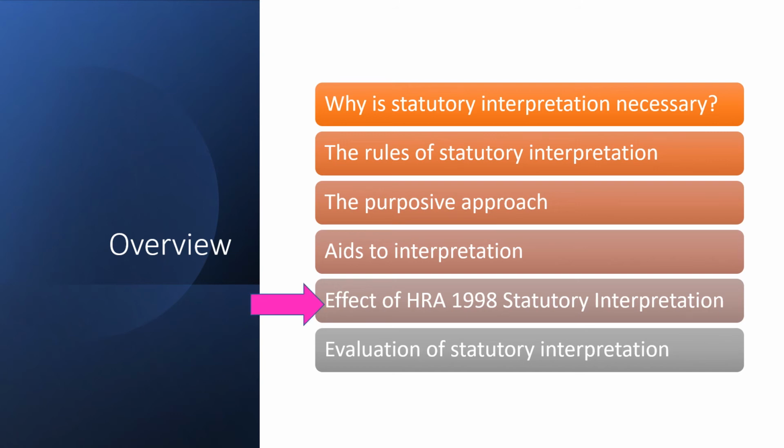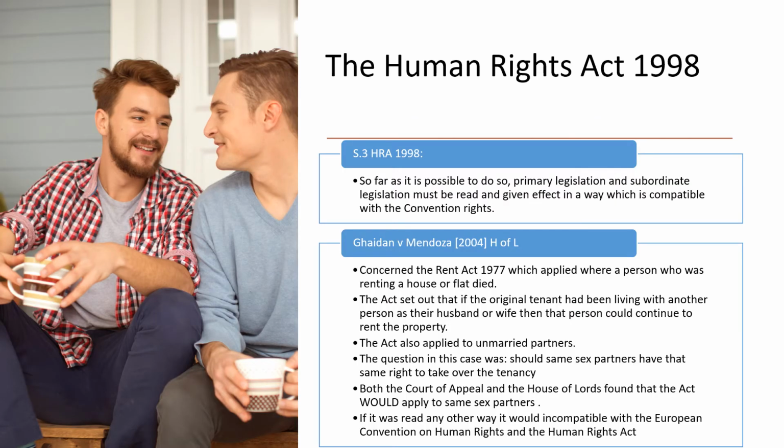We're now going to look at the effect of the Human Rights Act on statutory interpretation. So Section 3 of the Human Rights Act of 1998 tells us, so far as it's possible to do so, primary legislation and subordinate legislation must be read and given effect to in a way which is compatible with the Convention rights. So what that means is, if any rights are to be breached, then of course we should interpret it in a different way.